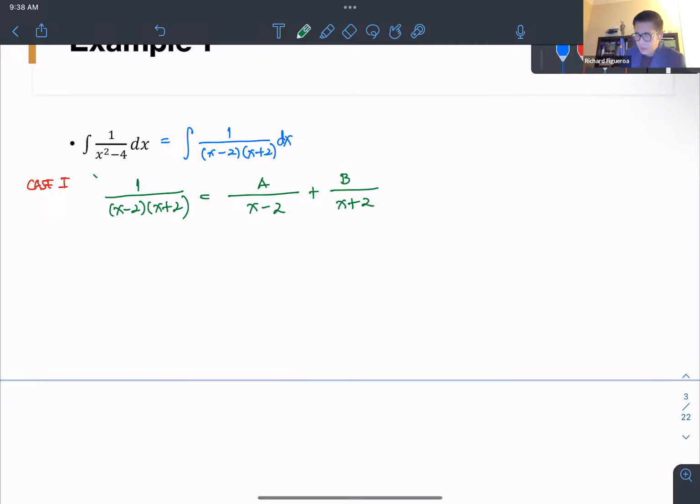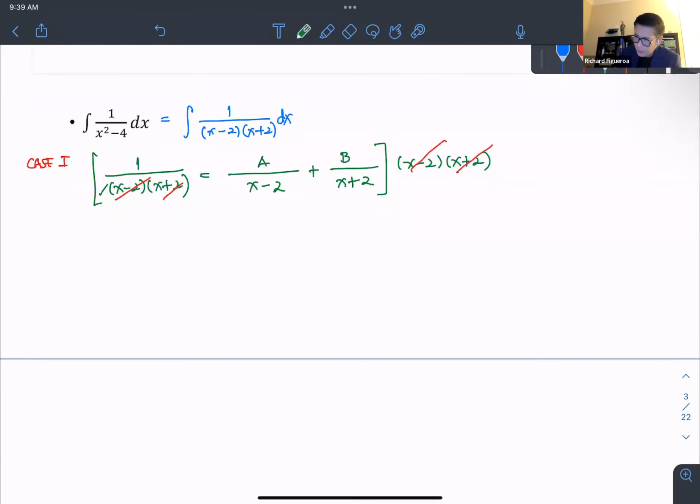Afterwards, I'm going to transform this into a form free from fractions. To free this up from fractions, I'm going to multiply everything by the denominator, kung ano man ito. I'll multiply it by x minus 2 and x plus 2. Once I multiply that, cancel lang yung dalawa. So ano matira? It's 1.